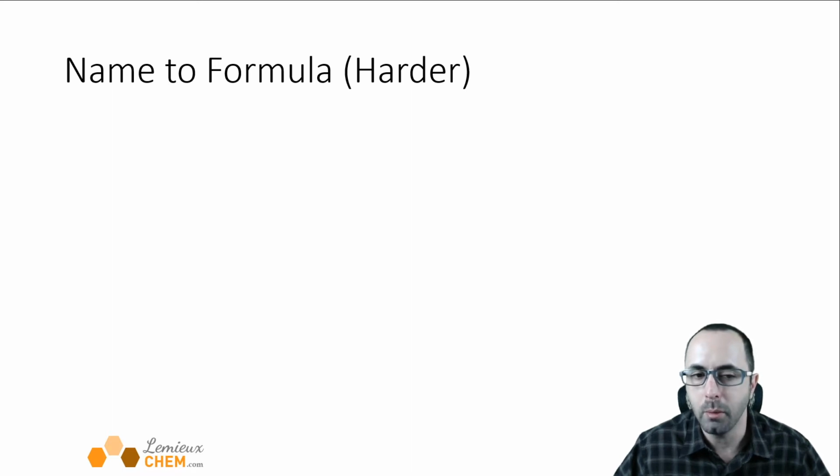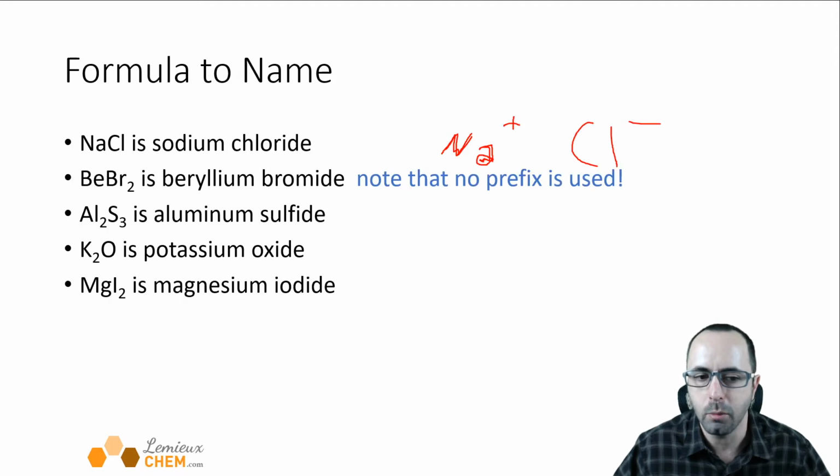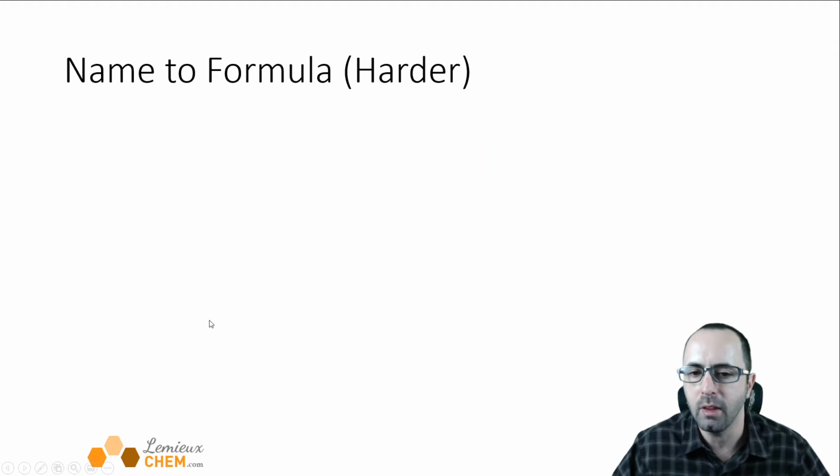Now, going from name to formula is a little harder because notice here, going back to the previous slide, we already were given how many of each ion there are. The name does not tell us this because these are ionic. We figure out how many there are by making sure that the positive and negative charges cancel out.